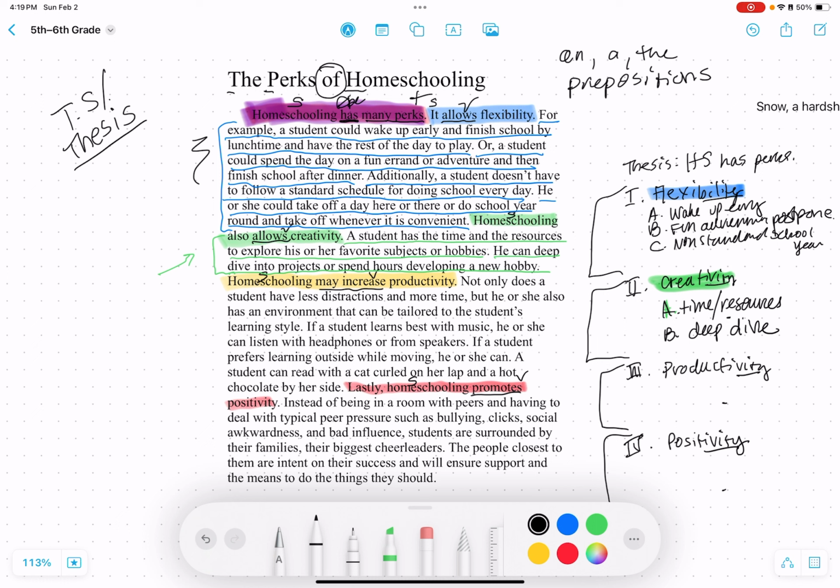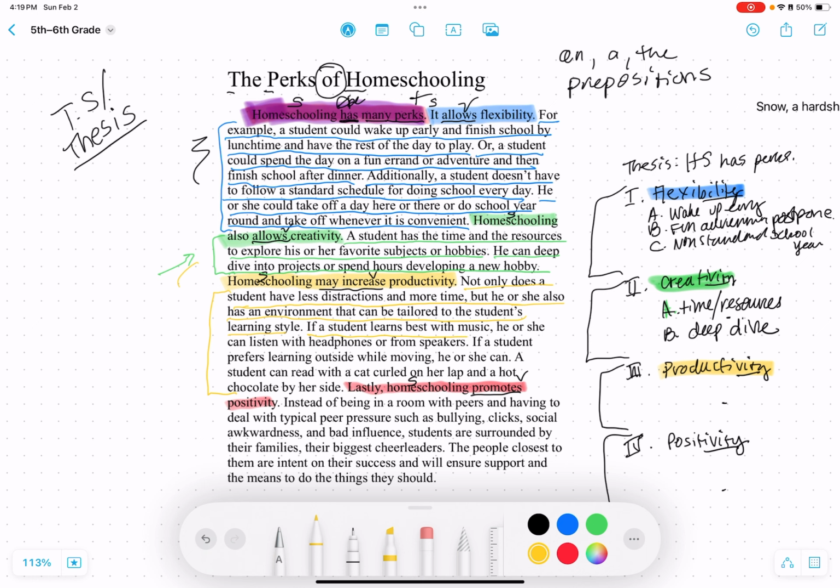All right, our next topic is productivity. Again, we wrote this on the fly, so this has not been edited yet, but this is a good start. Okay. Everything from here until the next point should be about productivity. Not only does the student have less distractions and more time, which kind of refers back to that one, but it's a transition because it says no more distractions. He or she also has an environment that can be tailored to the student's learning style, because both less distractions and more time will increase productivity, right?